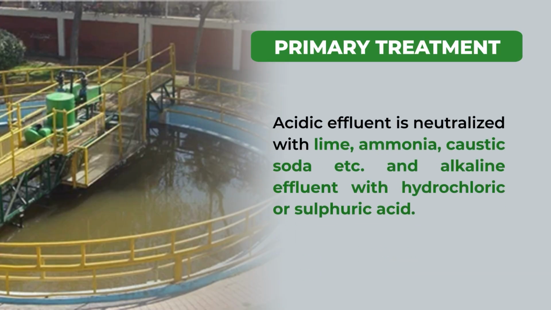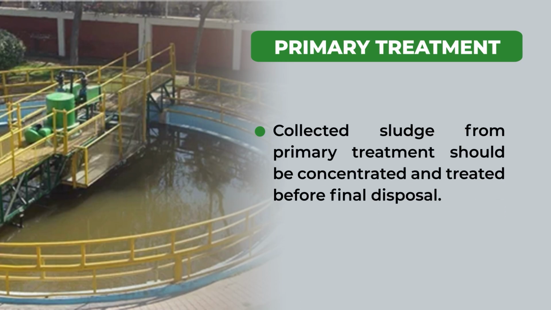So, just to neutralize that, different neutralizers can be used. Acidic effluent can be neutralized with the help of lime, ammonia, or caustic soda, and alkaline effluent can be treated with hydrochloric acid or sulfuric acid, etc. After all this treatment, whatever sludge is produced, that collected sludge from the primary treatment should be concentrated and treated before the final disposal.